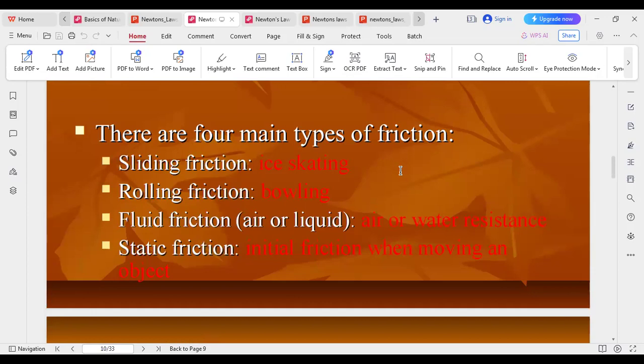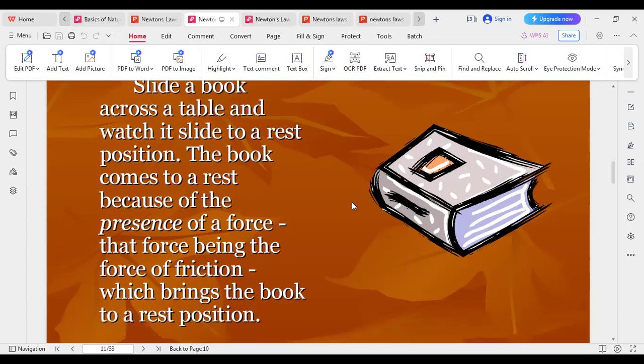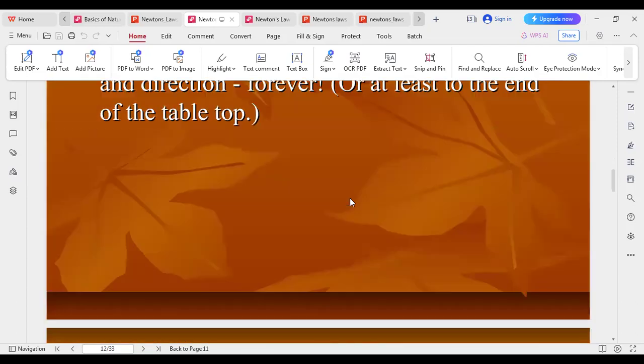Now, there are 4 types of friction: sliding friction, rolling friction, fluid friction, and static friction. Sliding friction means ice skating. You must know about this. Rolling friction is bowling. Fluid friction is air or water resistance. And static friction is the initial friction when moving an object. Slide a book across a table and watch it slide to a rest position. The book comes to rest because of the presence of a force, the force of friction, which brings the book to rest. This is an example of friction.